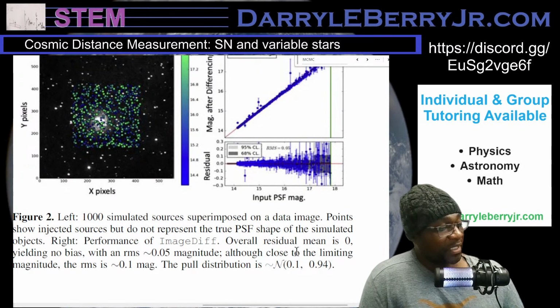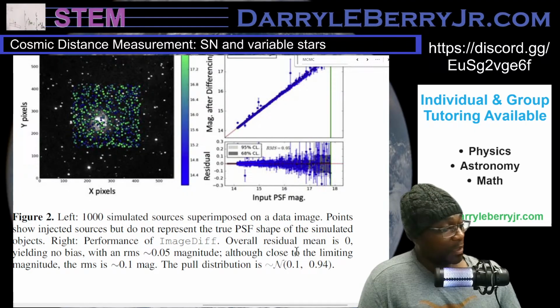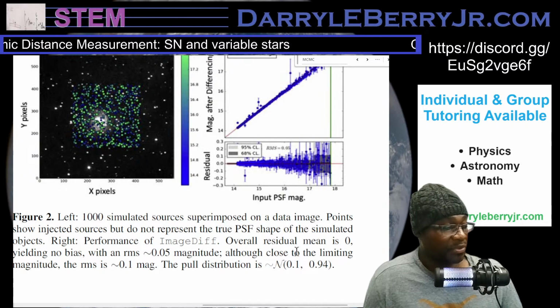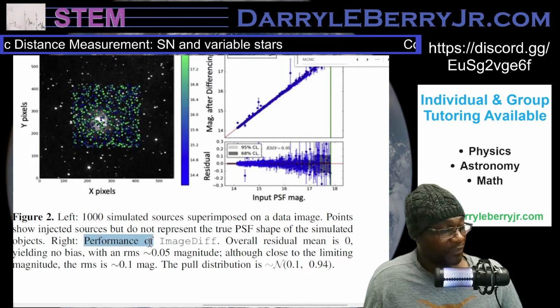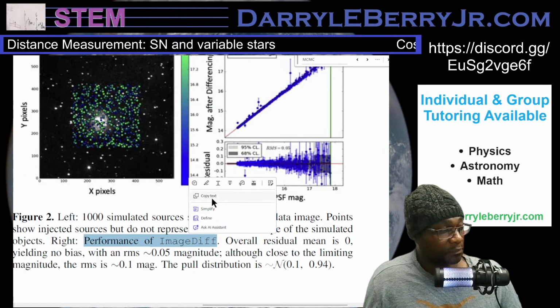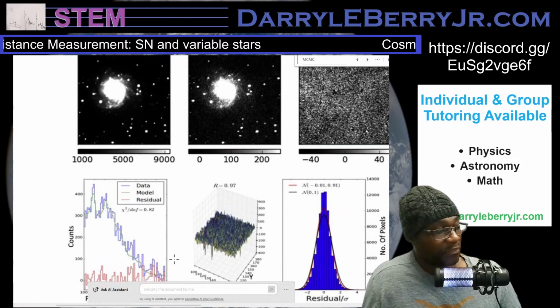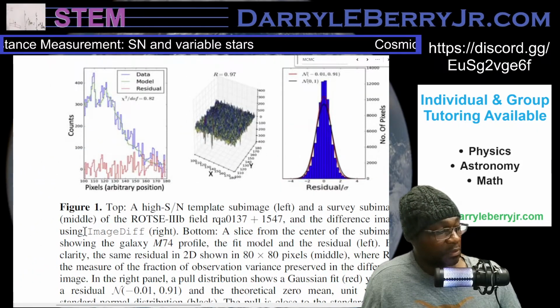Left, 1,000 simulated sources superimposed on the data image. Points show injected sources but do not represent the true PSF shape of the simulated objects. Right, performance of image diff. I'm not sure what image diff is. And they mention image diff over here as well.